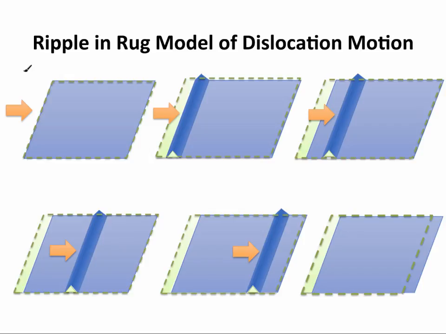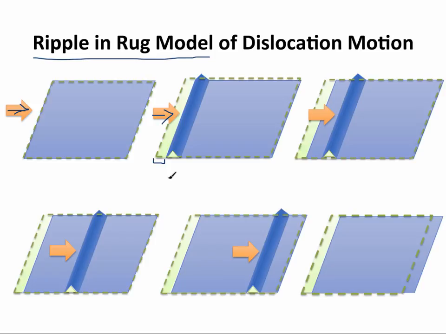A good model for understanding dislocation motion is the ripple in the rug model. This model uses the idea of a rug placed on the floor, which would represent two planes, one on top of another. So you'd have the blue plane here and then the green plane, which you can't see but is underneath this one. If you applied a force to the rug, a ripple would form, which you can see here, which displaces the left edge of the rug.